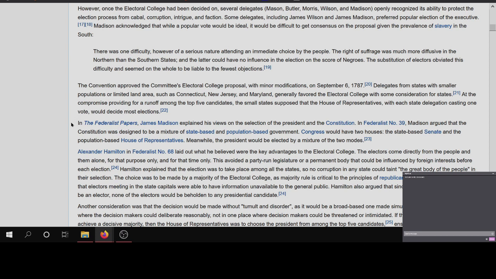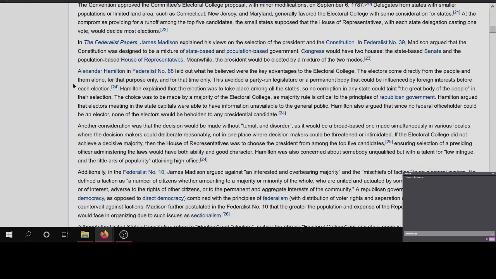In the Federalist Papers, James Madison explained his views on the selection of the president and the Constitution. In Federalist number 39, Madison argued that the Constitution was designed to this mixture of state-based and population-based government. Congress would have 2 houses, the state-based Senate and the population-based House of Representatives. Meanwhile, the president would be elected by a mixture of the 2 modes.